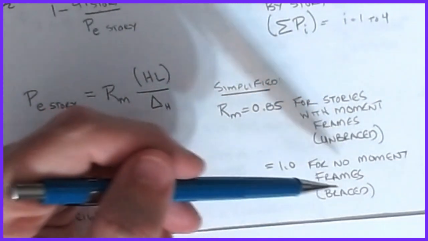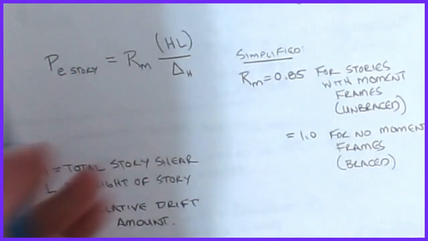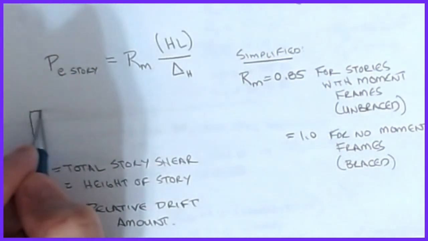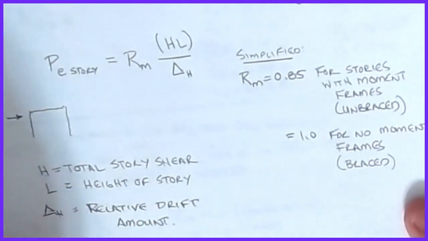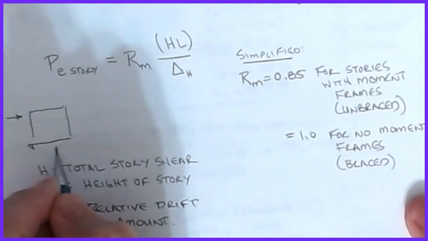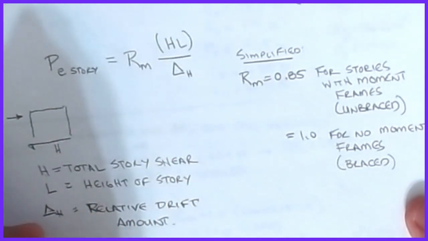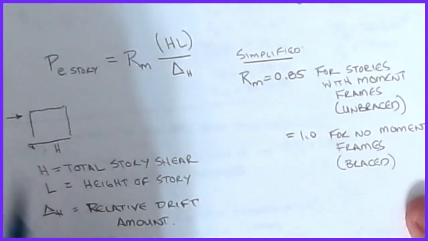And then it's 1.0 if it's a braced frame, meaning that we have no moment frames, we have some sort of other bracing, some stability provided. So you're already taking a 15% penalty here. The total story shear is this H parameter, and what that is, if you draw the free body diagram and we cut the supports off of our system here, and I put a lateral load on this, then the entire story shear H is what's being used to resist the P value. So you do your analysis, and then I pull off what these values are for the total story shear. And this is against all columns.